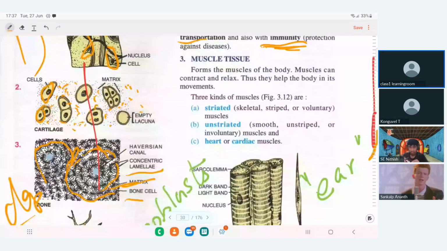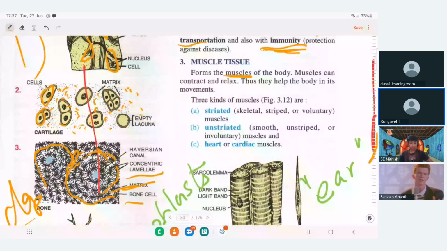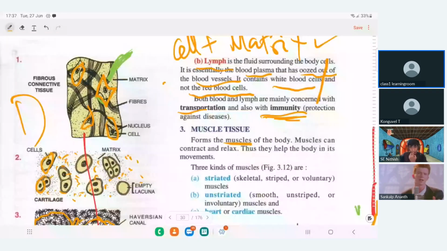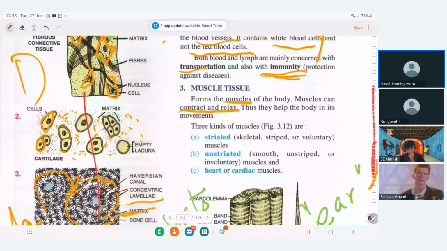Muscle tissue forms the muscle of the body. We finished connective tissue last class, and now it's muscle tissue. So the special property of muscle is contraction and relaxation. Muscle tissues can contract and relax, and that is helpful for movement basically.